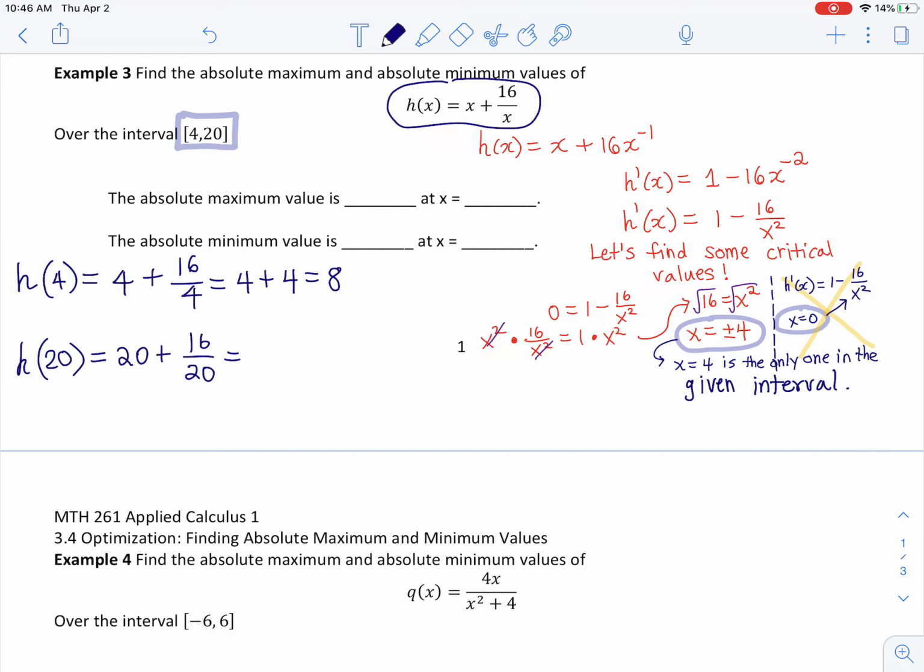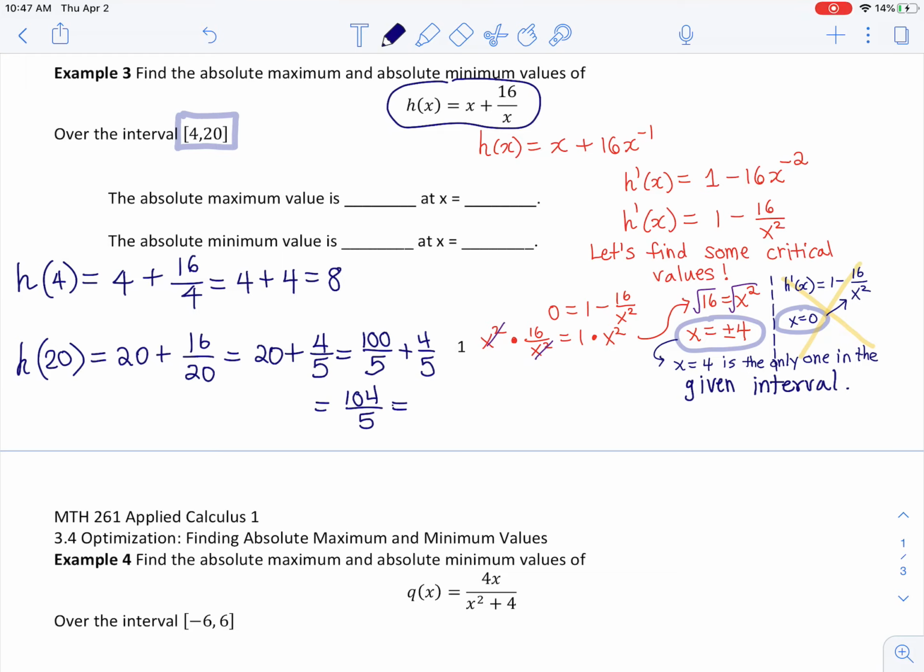Let's plug in 20 into h. 20 plus 16 over 20 is equal to 20 plus 4 over 5. What's that? 100 over 5. Oh, no. Oh, hold on. Is it? Yes. Plus 4 over 5. So I get 104 over 5.